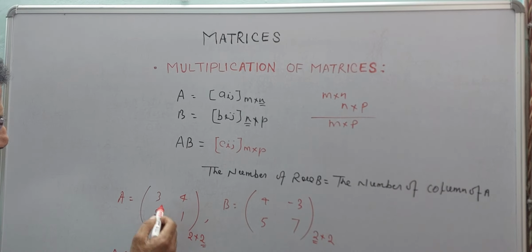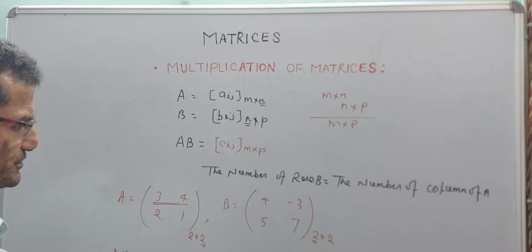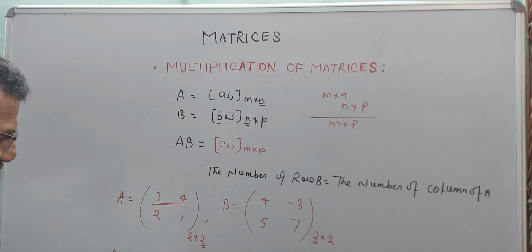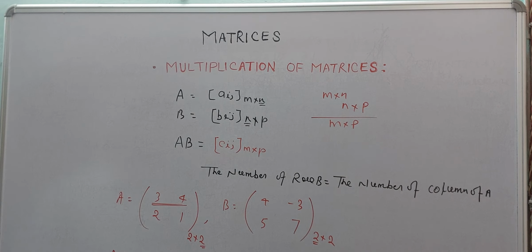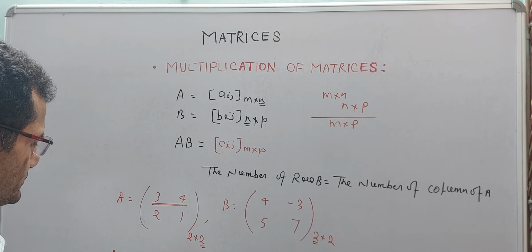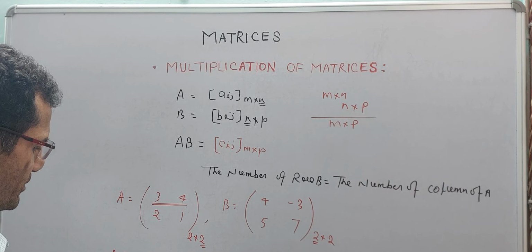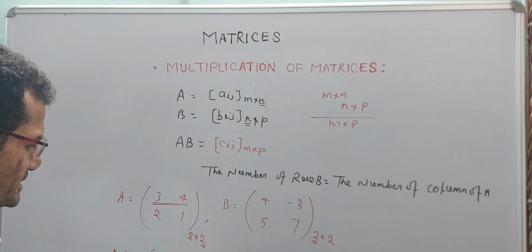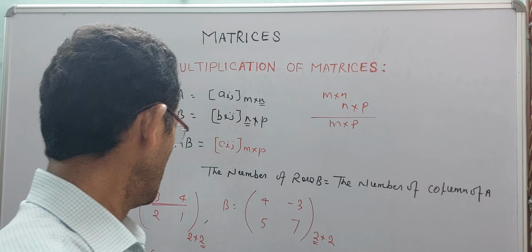So let us begin with the first term, how to calculate this one. Taking the first row and first column, our element is first row, first column. Let us write it like Cij: C11 is first row first column, then first row second column, second row first column, and second row second column. These are the elements of the product AB.